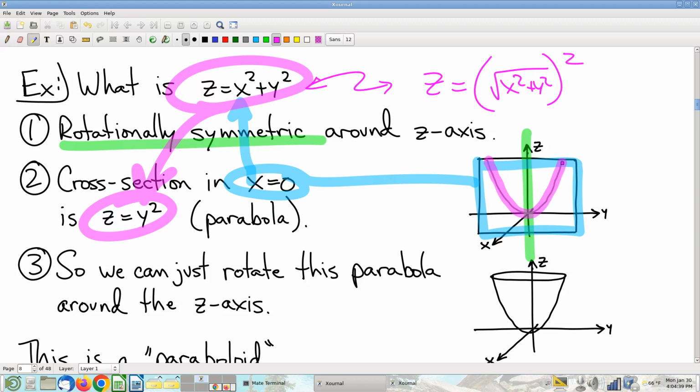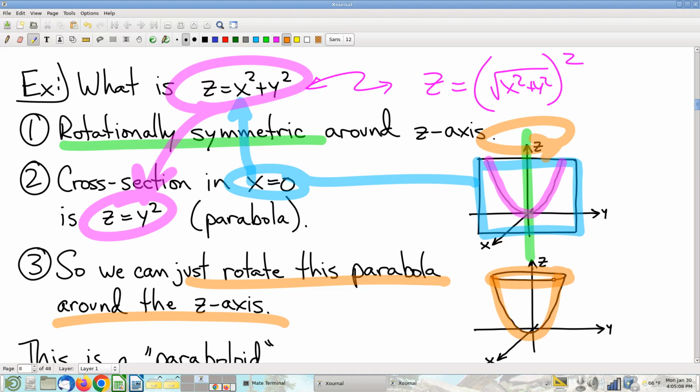Okay, so step one. We argued it was rotationally symmetric, and I therefore only need to understand any one cross-section. Step two, I have identified one of its cross-sections. Step three, we're just going to rotate around the z-axis. And when you rotate this purple parabola around the z-axis, I think it's pretty easy to believe it gets you the bowl that I claimed it was. What do you think? Everybody buy it?